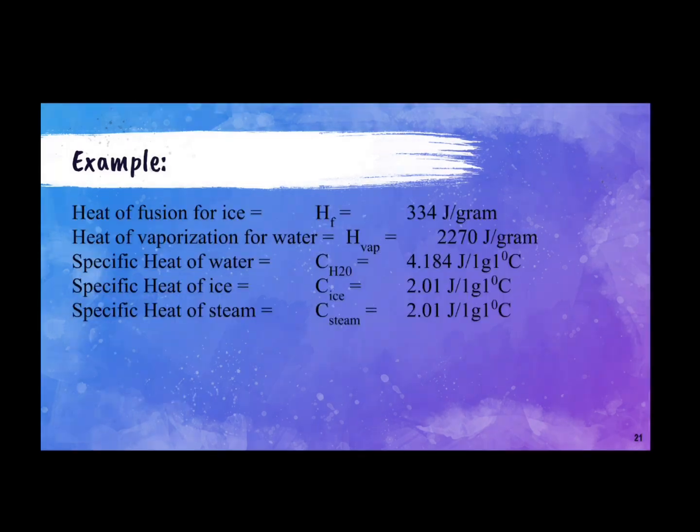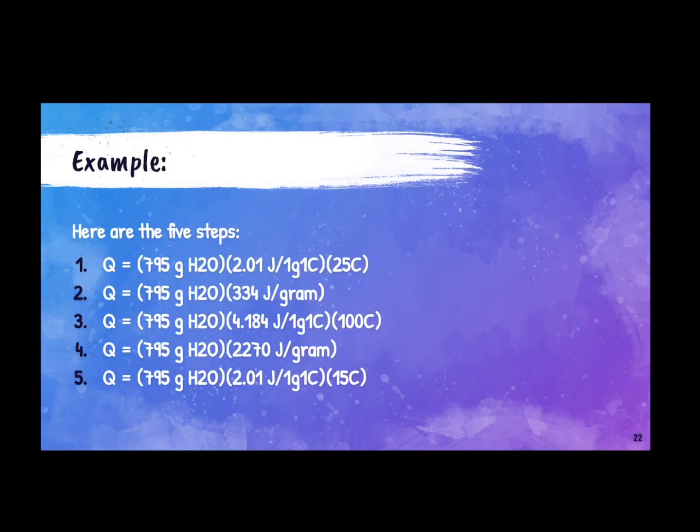So here are these constants again. You're going to need these to plug in. A lot of this I've already done for you on your notes, so just pay attention. Here are the 5 steps. All I've done is plug in numbers. In the first column, I have mass, 795 grams. In the second column, I have some of my constant numbers. Also, on 2 and 4, I have either heat of fusion or heat of vaporization. Those are the numbers that were in the last slide that I showed you. The 2.01 and the 4.184, those are your specific heats for either ice or for water or for steam. And then I also have temperatures plugged in if there was a change in temperature.